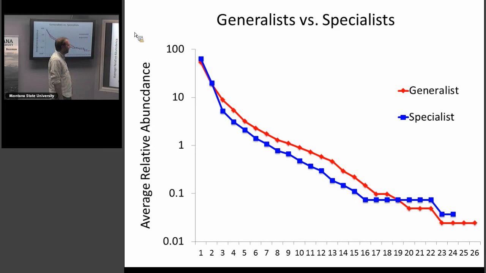So it looks like the specialists are maybe not as specialist as we thought. Or there's just so much movement of pollen from all over the place that they're both getting exposed to the same plants. Okay, so that's the end of the bee story.